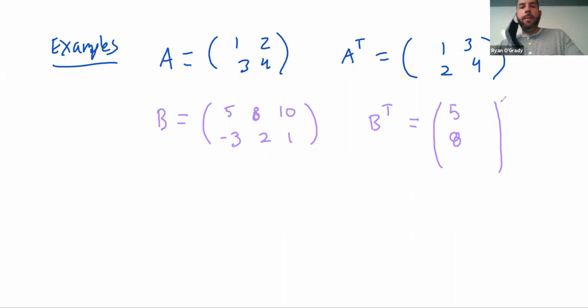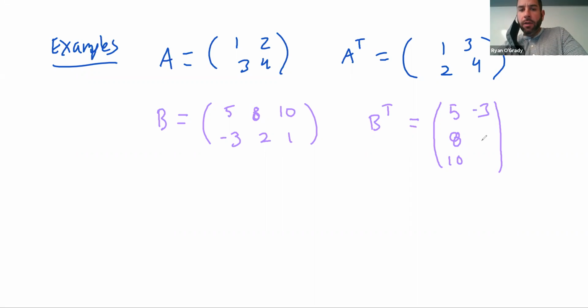Okay, so then what happens to the 10? Where does the 10 go? Well, that goes down here. Okay, what about the -3? Where does the -3 go? Yeah, but why though? Well, because the -3 was second row, first column. So then it gets transposed to the opposite, which would be first row, second column. Does that make sense?